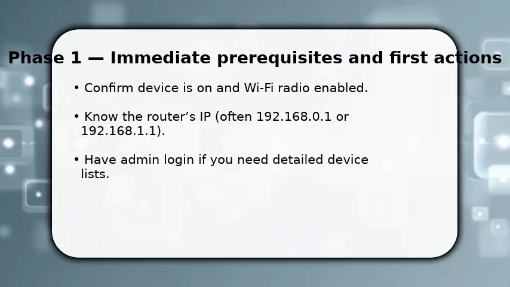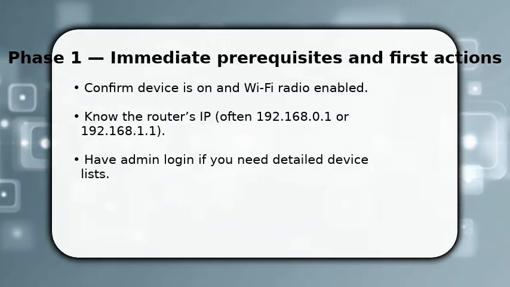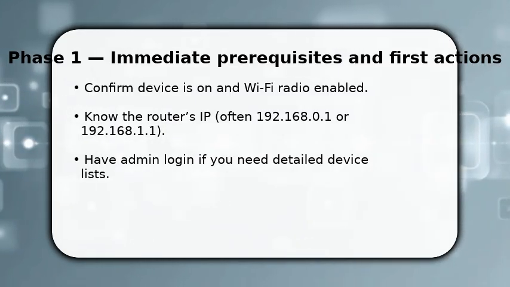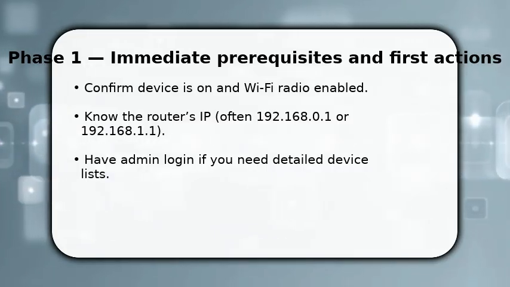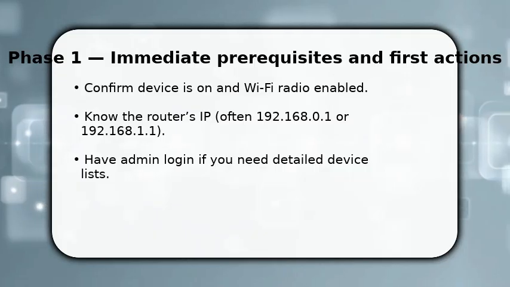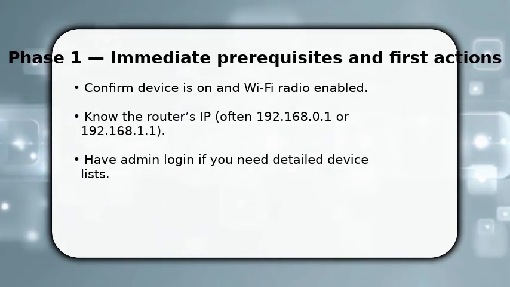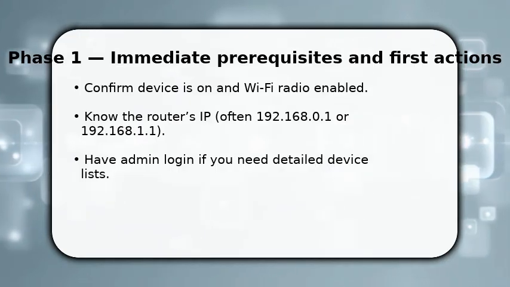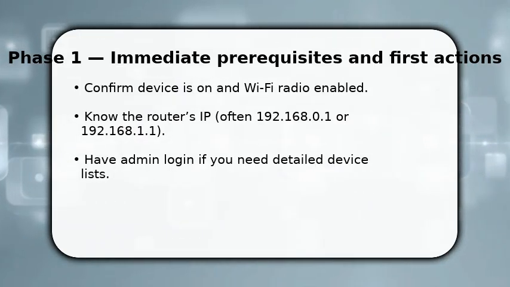You begin by checking basic prerequisites. Make sure your device's Wi-Fi is on and connected to the network you intend to inspect. Once connected, open your device's network settings or a web browser to access the router at its IP address. Common addresses are 192.168.0.1 or 192.168.1.1.